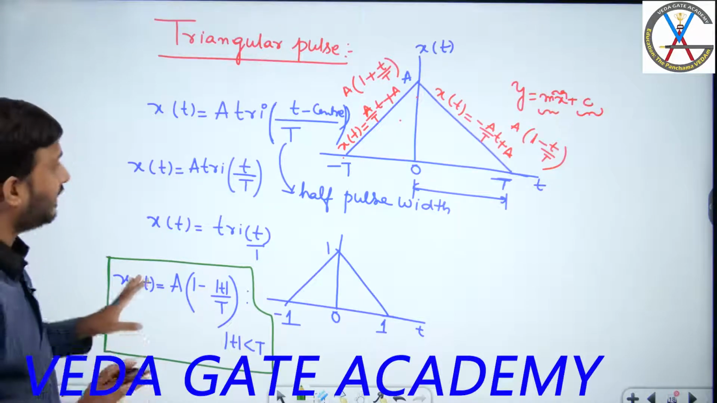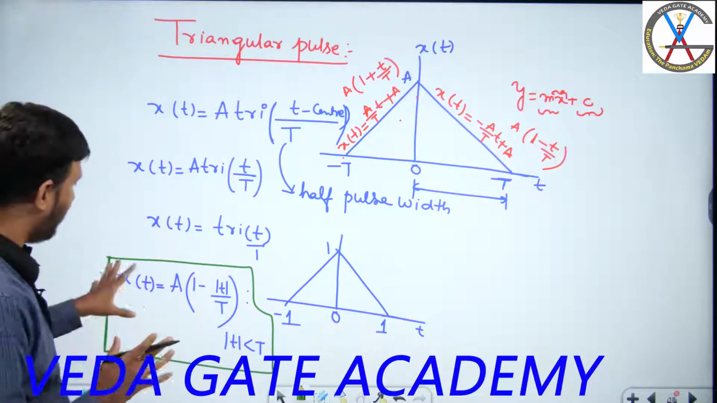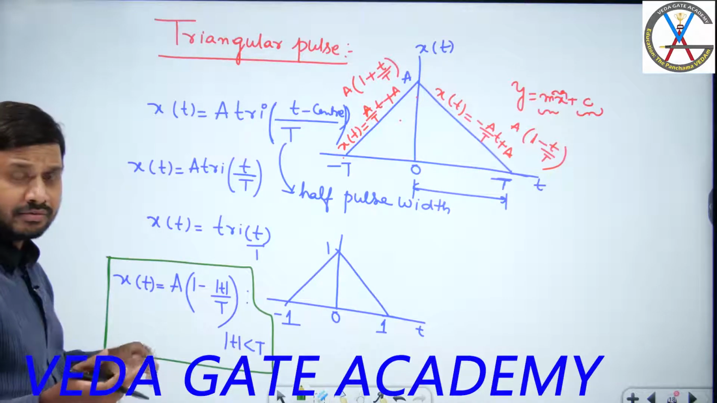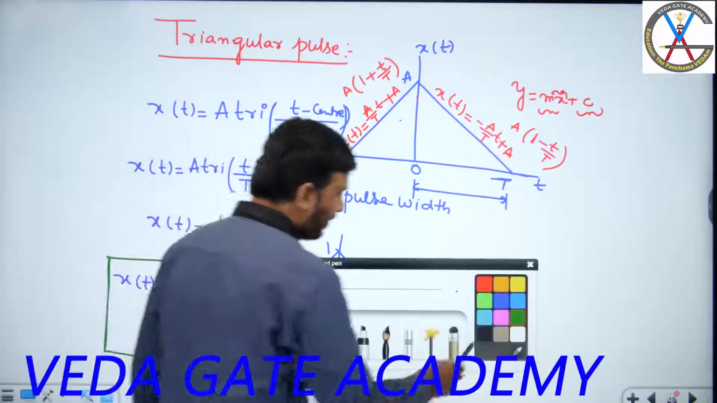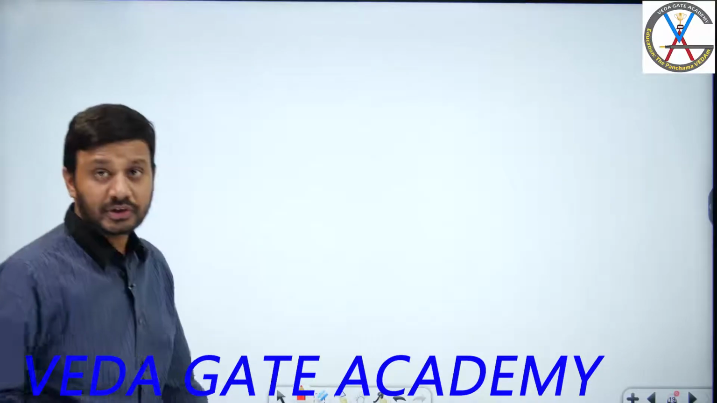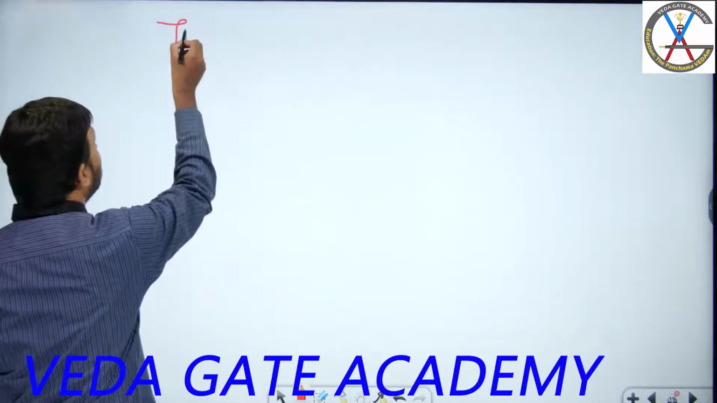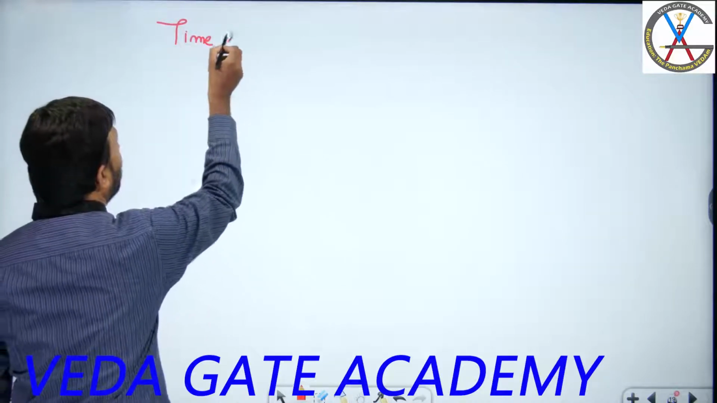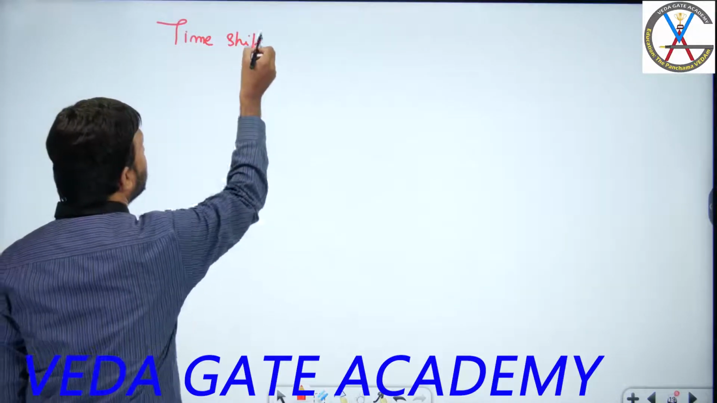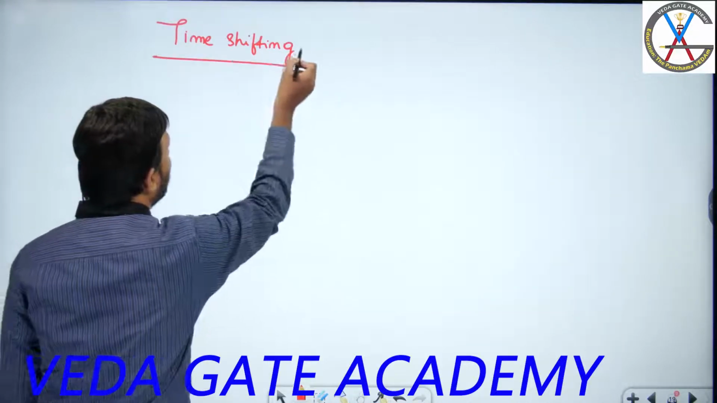Okay, fine. After looking at the definition and the expressions, now transformations of the independent variable. What is the first transformation you can perform? Time shifting operation. So time shifting operation, you observe.